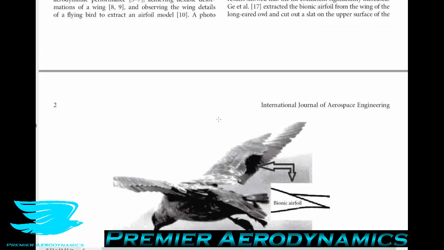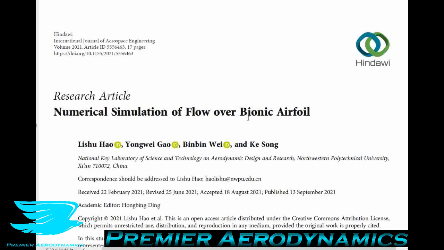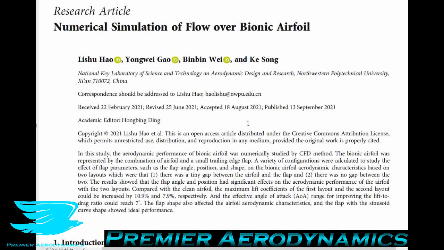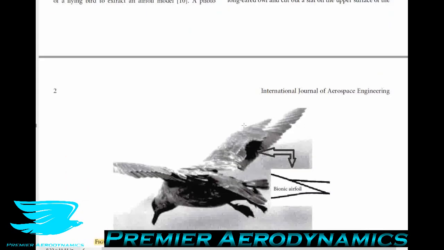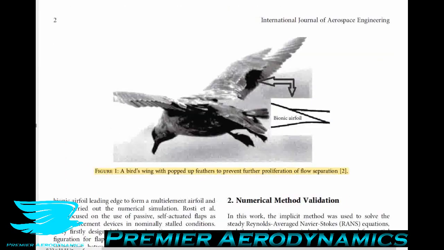And to do so, we're going to be looking at a paper called Numerical Simulation of Flow over Bionic Airfoils. And this is open access. You can find it in the link in the description. So let's start here. So these feathers, as I mentioned, can pop up for the trailing edge. And there are two surfaces effectively. And these are two sets of trailing edge feathers in essence. So this study focuses on the effects of this type of setup on the aerodynamic performance of a wing.